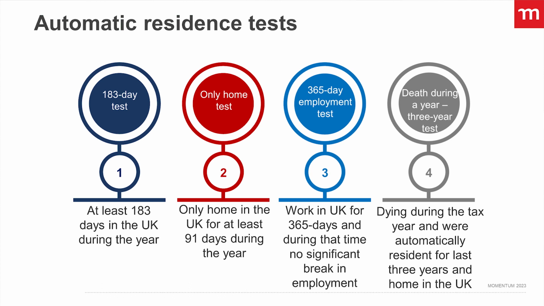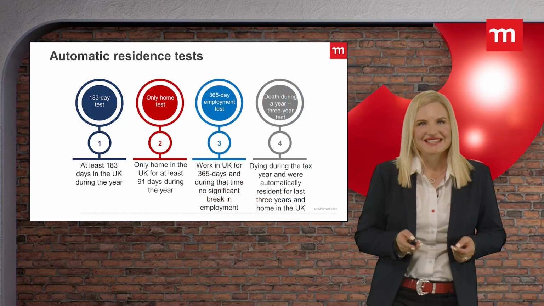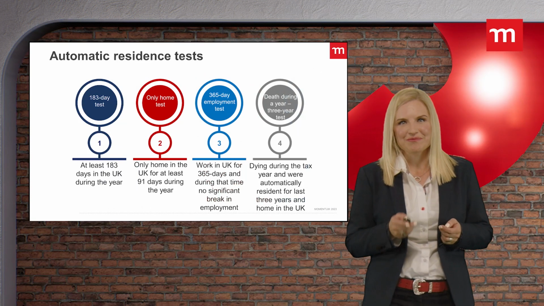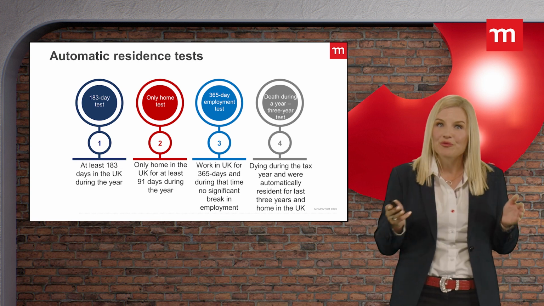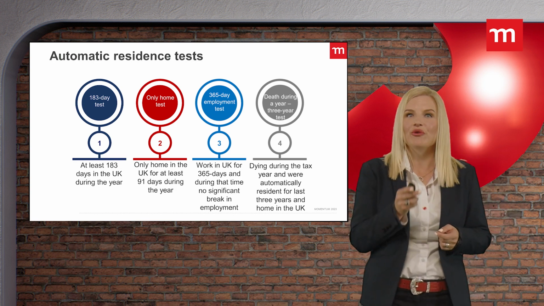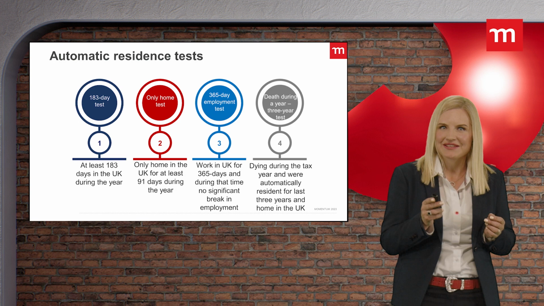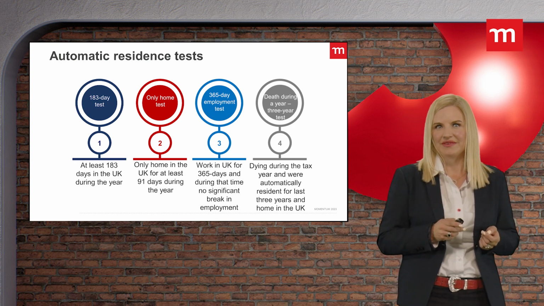The home test is the second test, where there was at least one period of 91 consecutive days when you had a home in the UK. The third test is the 365-day employment test. This is where the client is employed full-time with no break in employment in the UK for any period of 365 days in the tax year.